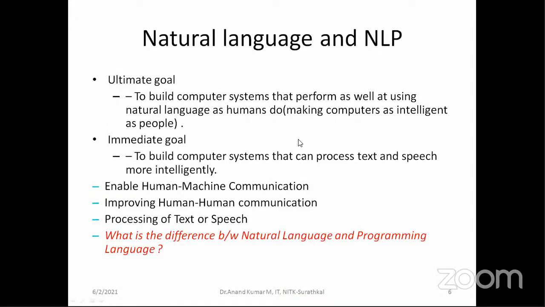Okay, now one more question here: what are natural languages and what are programming languages? The question is, what is the difference between natural language and programming language? This is an important thing. You know both. You are dealing with both, maybe the programming languages only occasionally. But what's the difference between the programming language and natural language?